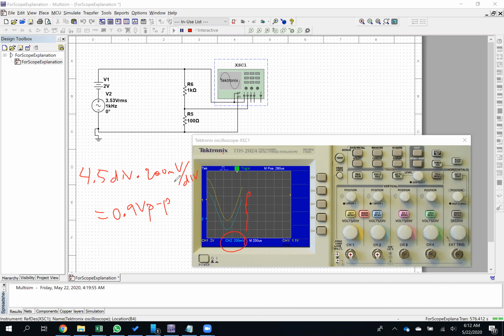So play around there in Multisim with the scope and play with the settings and make sure that you really understand how to set the scope up without pressing that auto set button. Okay.